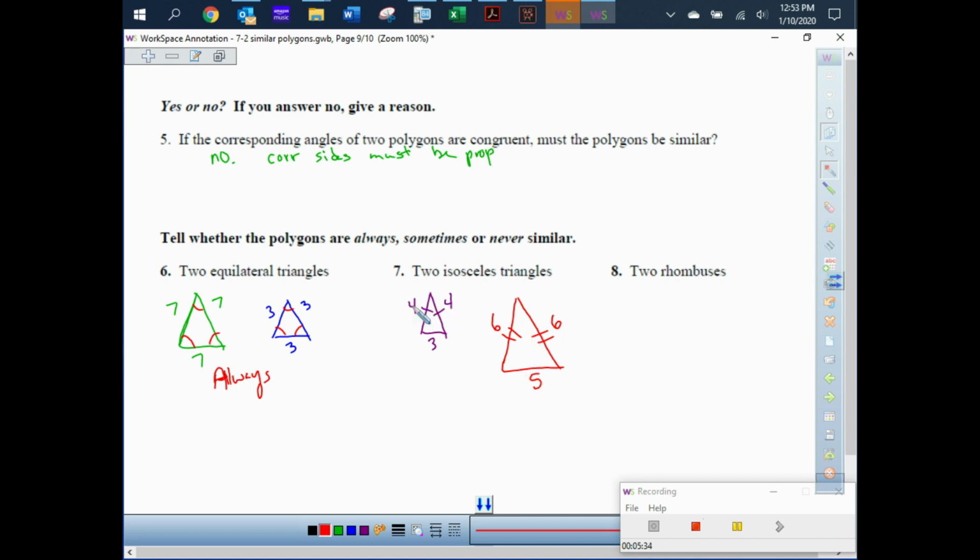You can see that the scale factor, I'll go big over little, is 6 over 4, 6 over 4, 5 over 3. Ooh, that didn't work. Those aren't similar to each other. But it means I totally could have drawn one if I wanted to.